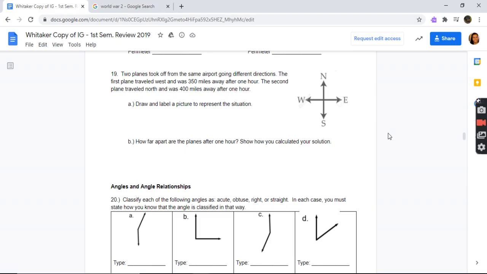Two planes took off from the same airport going different directions, which are north, west, south, and east. The first plane traveled west and was 350 miles away after 1 hour. The second plane traveled north and was 400 miles away after 1 hour. Draw and label a picture to represent the situation. How far apart are the planes after 1 hour? Show how you calculated your solution.